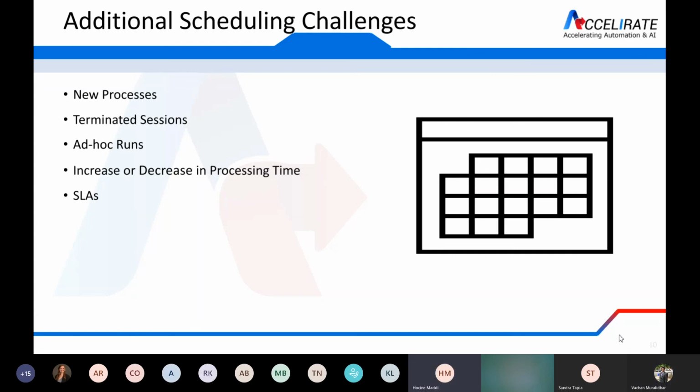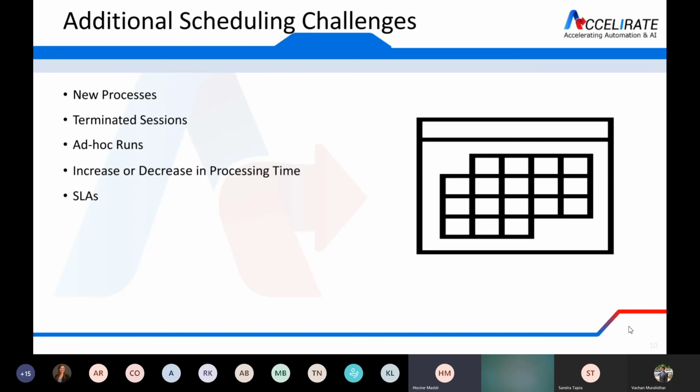Absolutely. Hello, everyone. My name is Hocine, and I'm an RPA developer here with Accelirate, and I was part of the team that worked on this project from an RPA side. So I'll talk to you about some of the additional scheduling challenges and how we built a bot to automate the scheduling process.